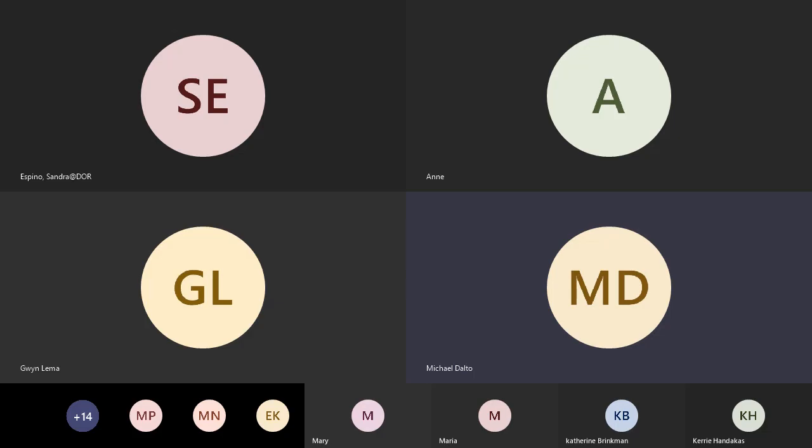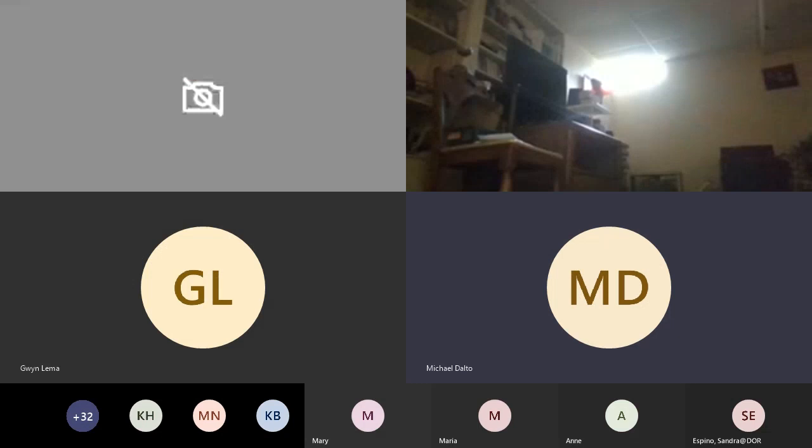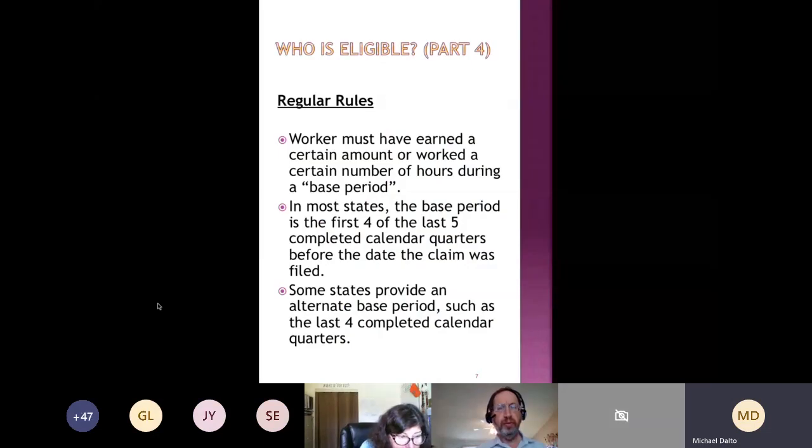The base period is going to be the first 4 of the last 5 completed calendar quarters before the person applied for benefits, meaning filed a claim, which is the term used for applying for unemployment insurance benefits. So what does this mean? What is the base period?